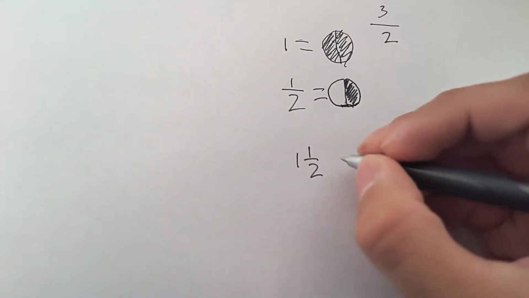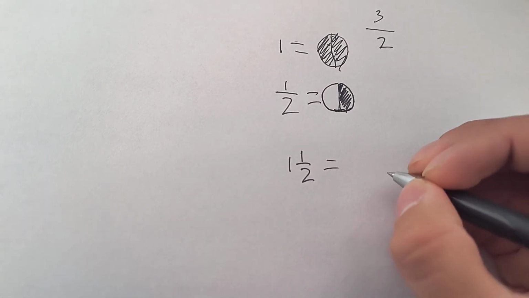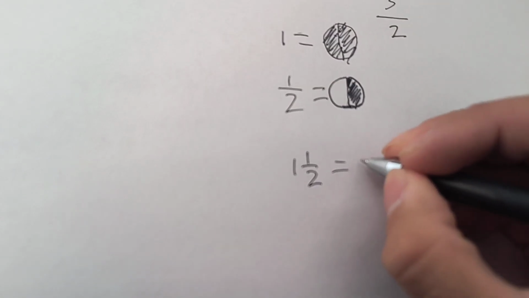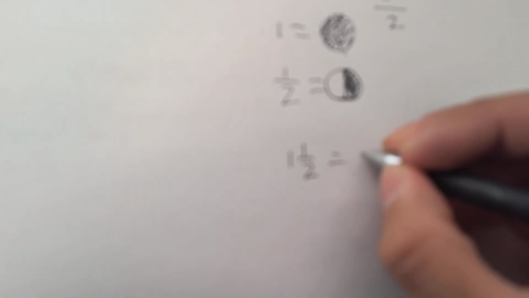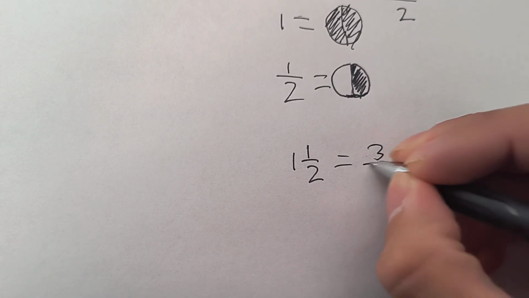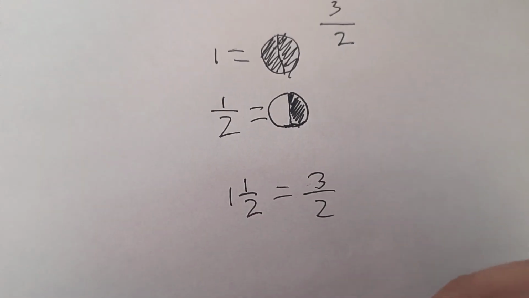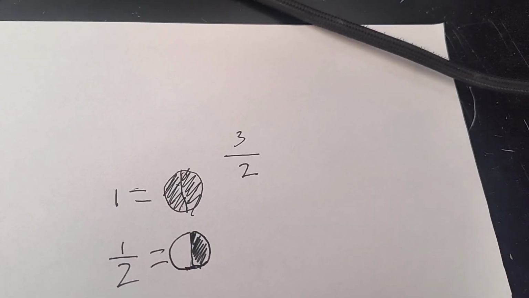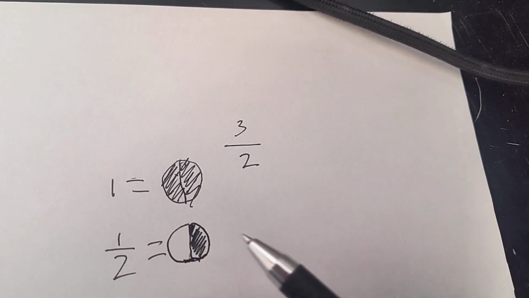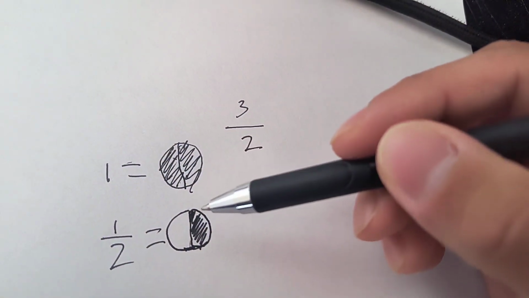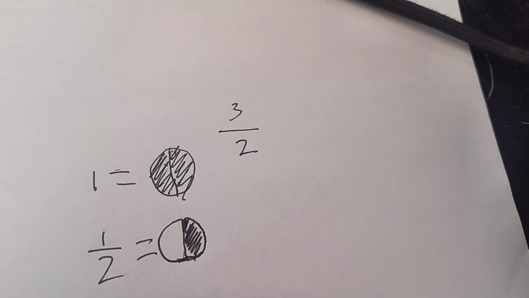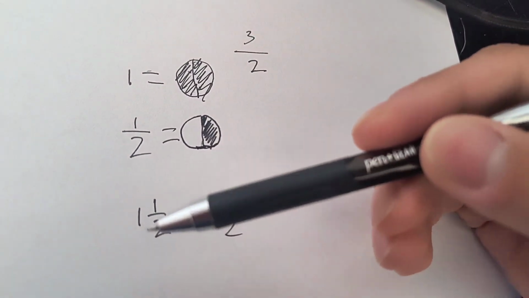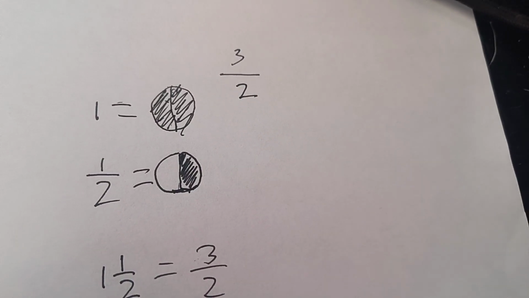This is equal to this. This is equal to this. And this is an improper fraction. So an improper fraction is a fraction that represents more than what the group contains. And instead of writing it like that as a fraction, we write it as a mixed number.